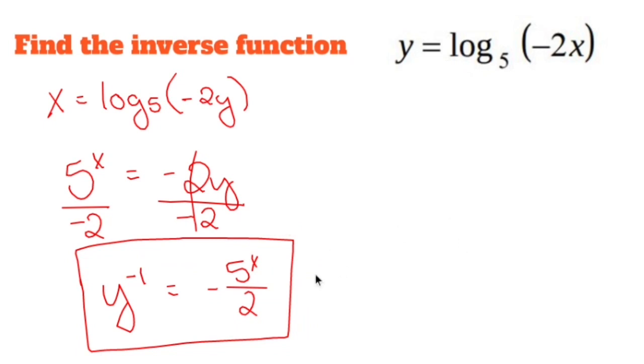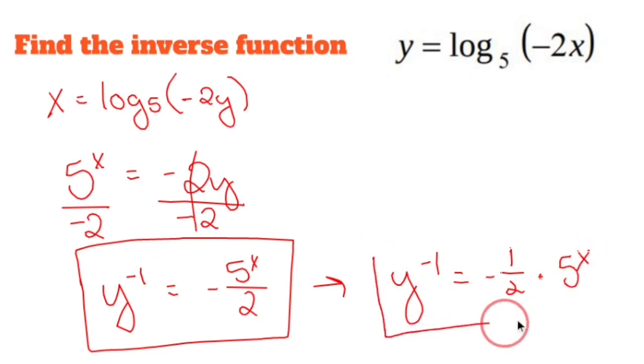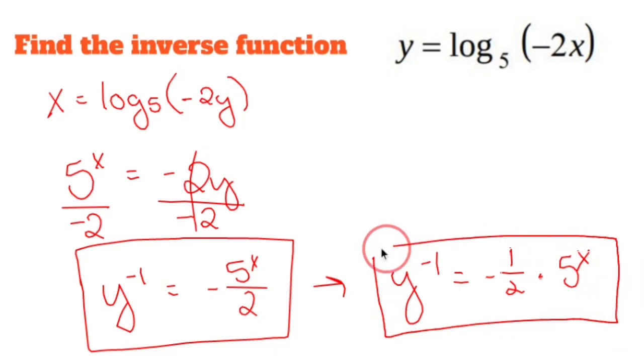You might be able to write this out. Some teachers might want you to write this out as this so it looks more like exponential growth or something like that. Some teachers might want you to say, all right, well, bring that 2 out, make it negative a half times 5 to the x. Either way is fine. They're exactly the same. It all depends on your teacher.